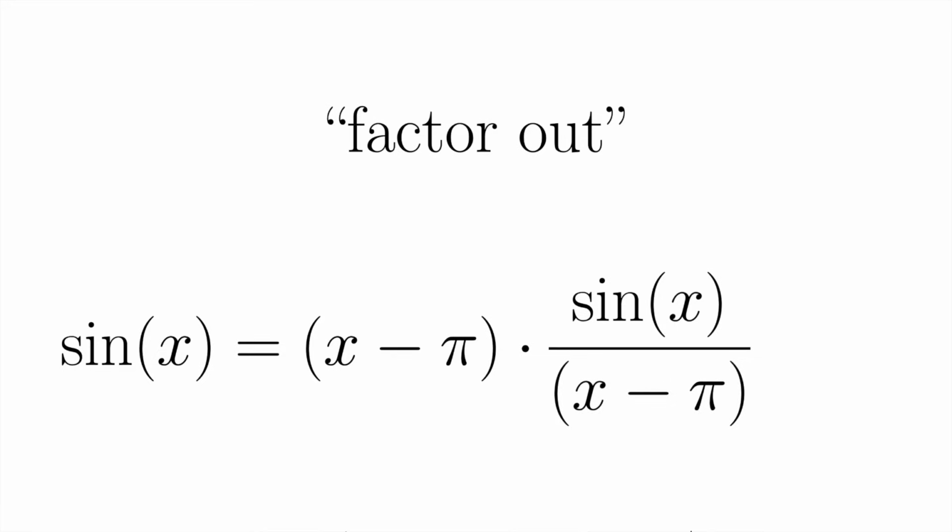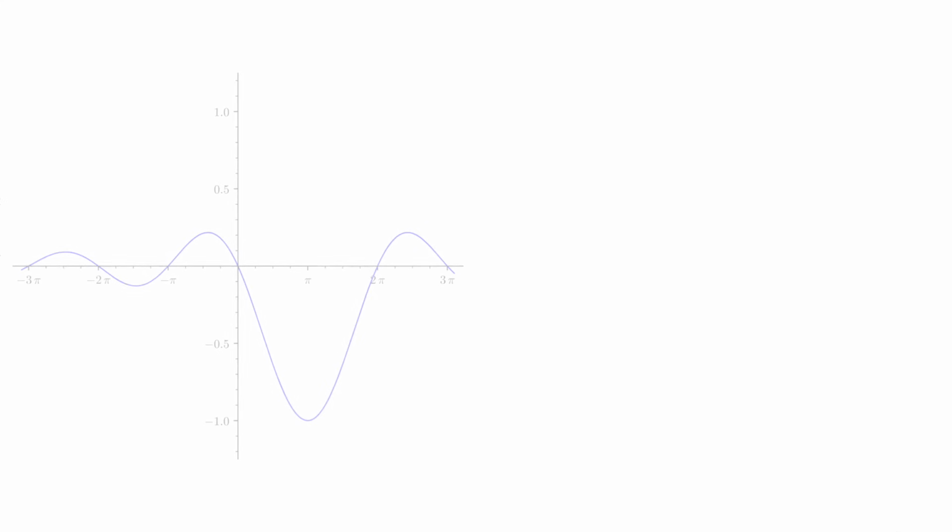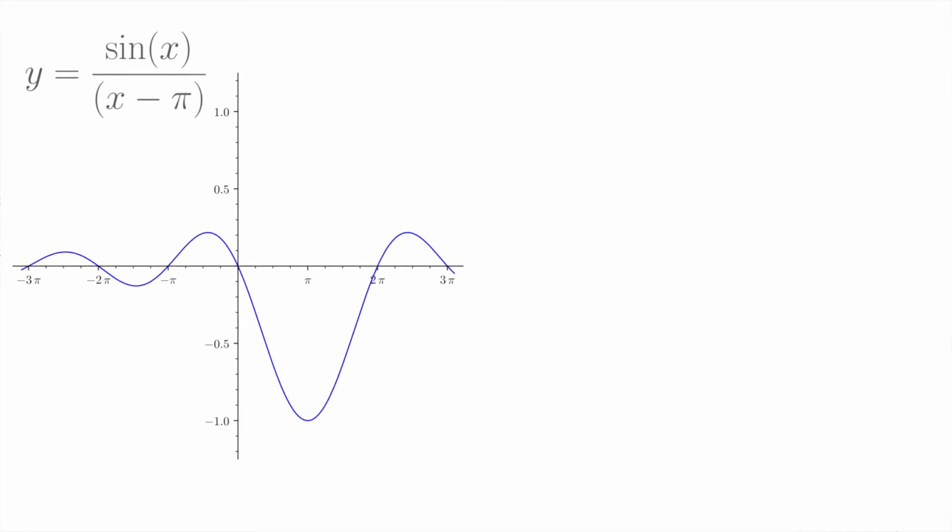But what's special about sine of x divided by x minus pi? Couldn't I do this for any number? To answer this question, let's look at the graph of sine of x divided by x minus pi. Is this the graph you expected?